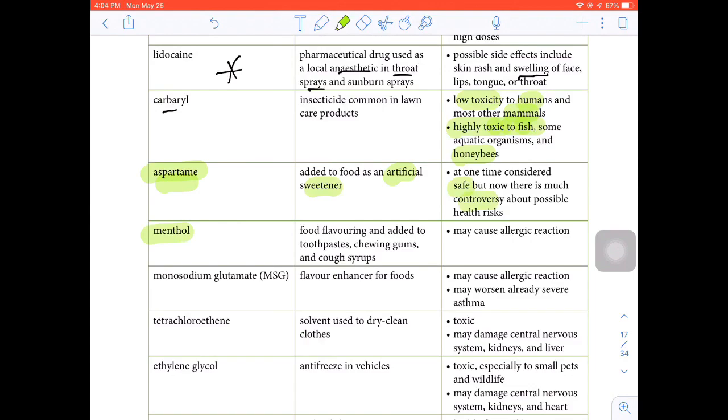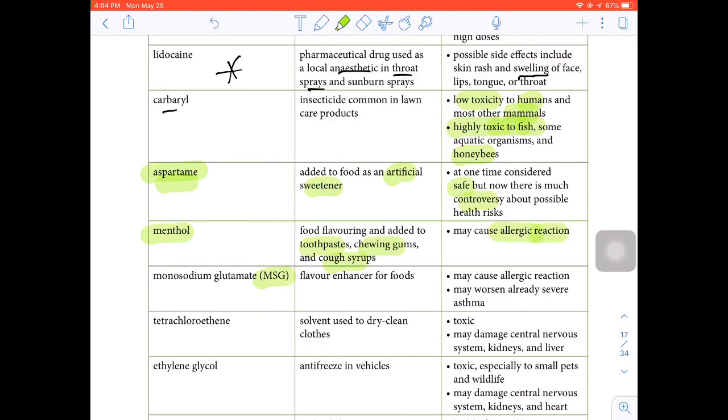Menthol is another chemical. It's an organic compound. We use it to make toothpastes minty. It goes into mint-flavored chewing gums and certain types of cough syrups that are there to try and suppress the cough reflex. But again, the negative side of this, there are a small number of people who will have allergies to this molecule.